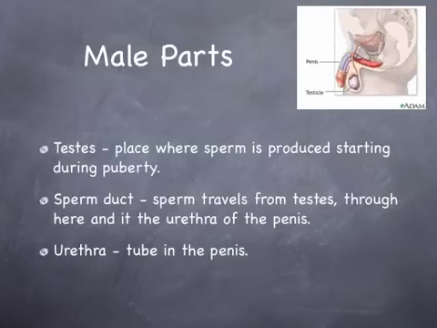The third male part is the urethra, and this is a tube in the penis that allows the sperm to exit the body. And the final part of the male reproductive system is the penis, and this is just considered the male sex organ, so it's very similar to the vagina.